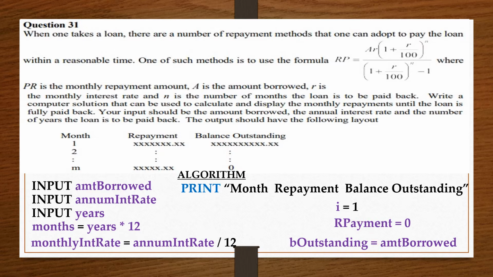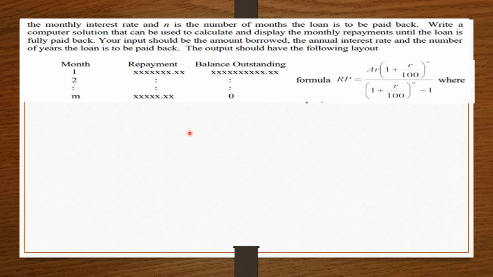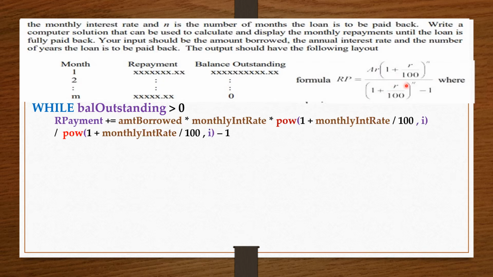Now we are going to say that while the balance outstanding is greater than 0. We know from the question that we are to calculate and display the monthly repayment until the loan is fully paid back. When the loan is fully paid back, that means the balance outstanding is supposed to be 0. So while the balance outstanding is greater than 0, we want to calculate the repayment using the formula. We've been given the formula. The RP is equal to A R multiplied by 1 plus R, this formula here. So you're going to say that the repayment plus equals the formula here.